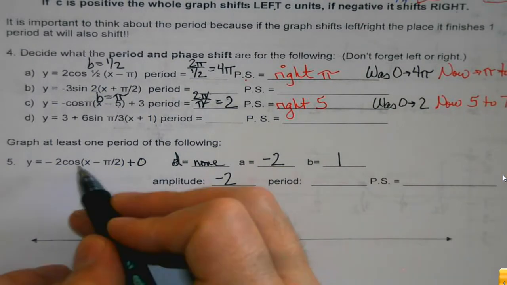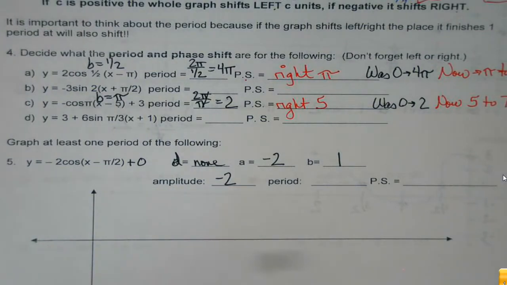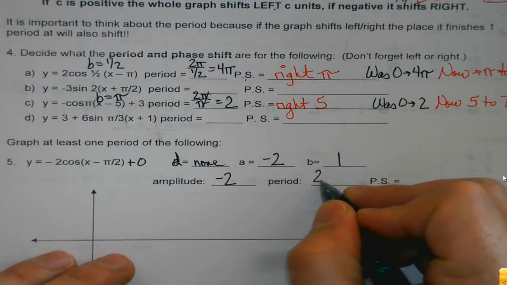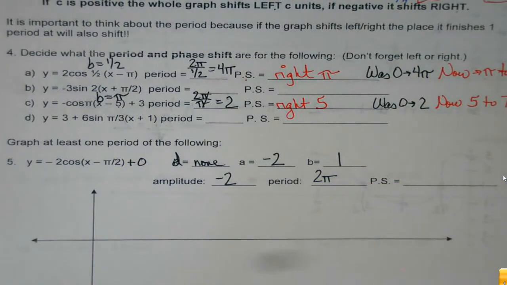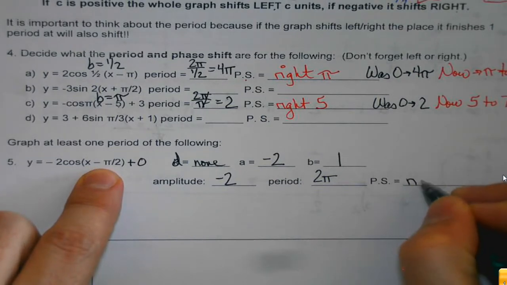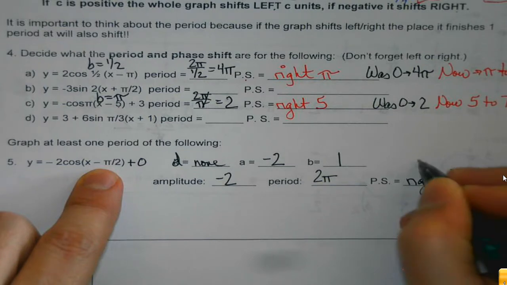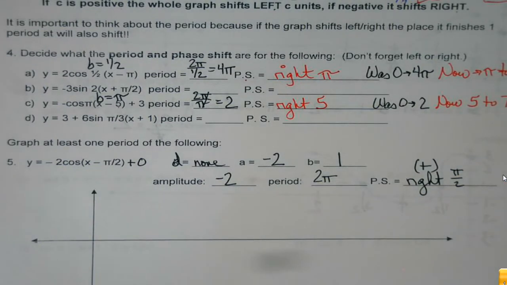My B value is 1. There's no number right in front of my X, so I don't have to think about that. So my period will just be 2 pi, or 2 pi divided by 1. And then my phase shift, right or left, pi over 2? Right. Okay, so right pi over 2, or in our world, add pi over 2.